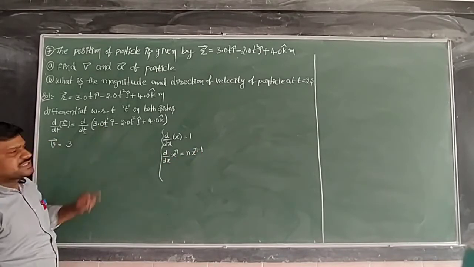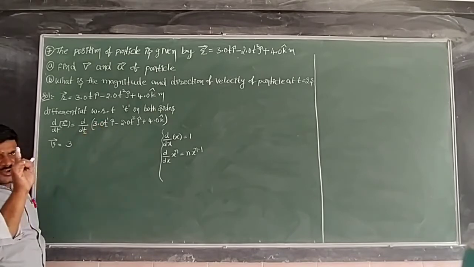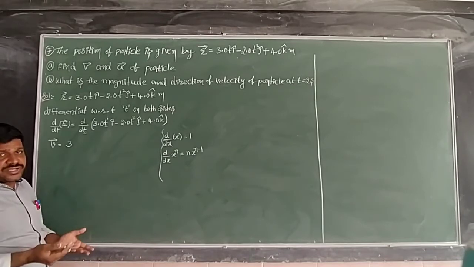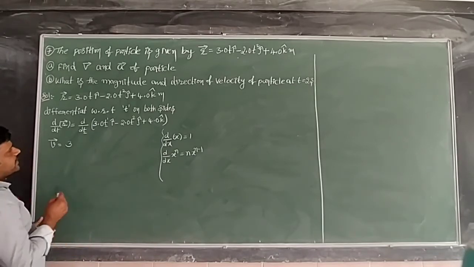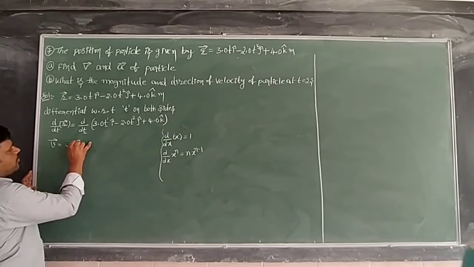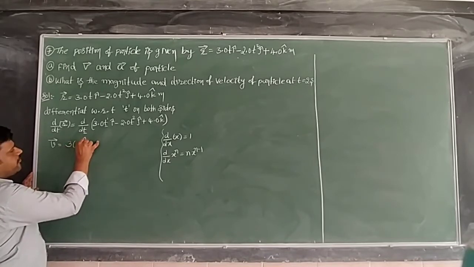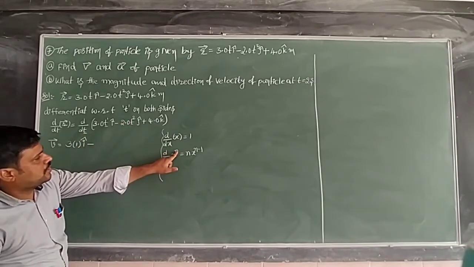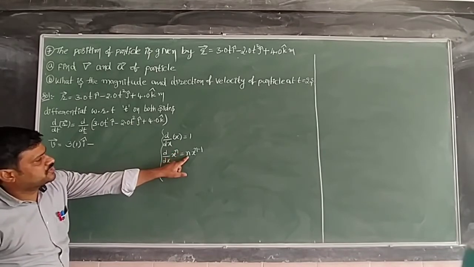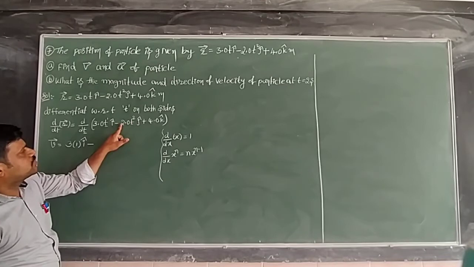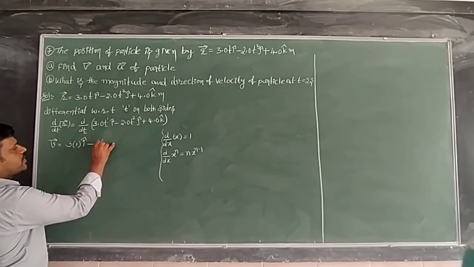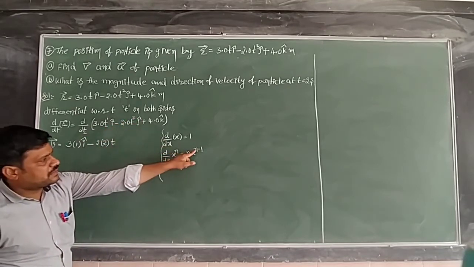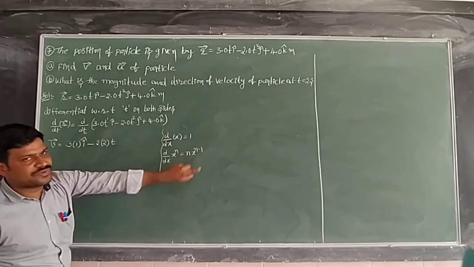So t power n minus 1 means this power factor is reduced by 1. Reduced by 1 means t power 0 is nothing but 1 we can take it as. So we can take it as 3.1 into i cap, minus next 2 into 2. See, this n value will come to this position. So here we can write 2 into 2, and t power 2 minus 1. The n factor is nothing but 2, and 2 minus 1 is nothing but 1.